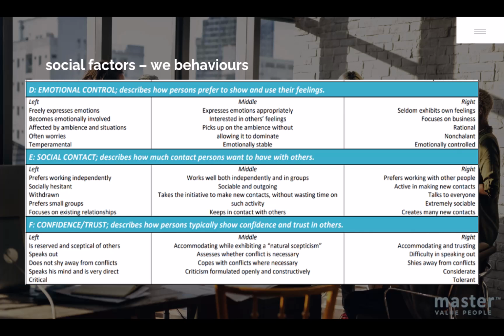On the opposite side, we have a person who is accommodating and trusting. They have difficulty speaking out, shy away from conflicts, and are considerate and tolerant towards others. In this case, they might soften their words, making it a bit unclear what they want to convey instead. They may also try to avoid conflicts.